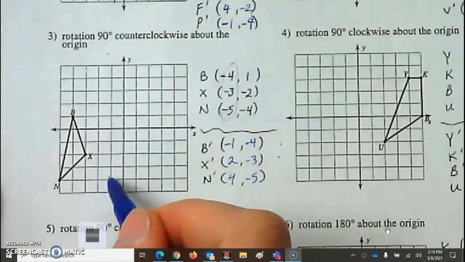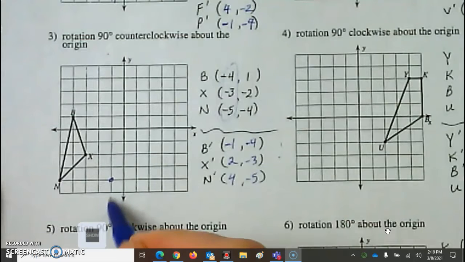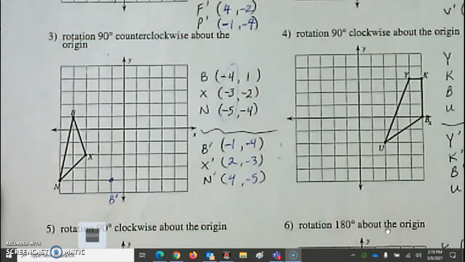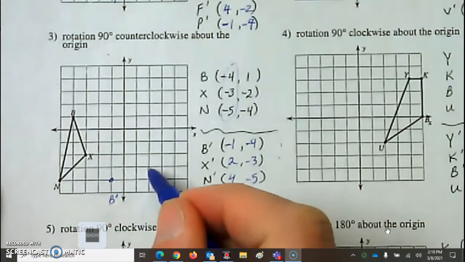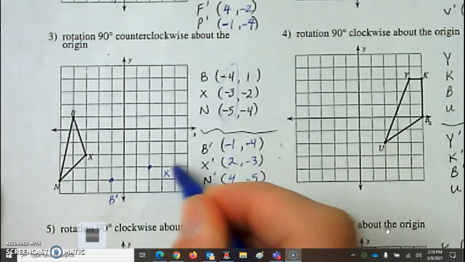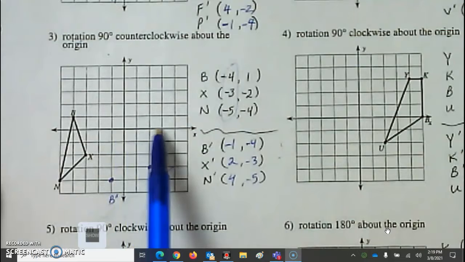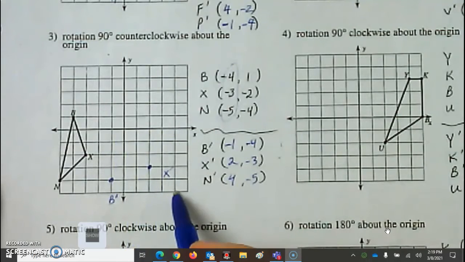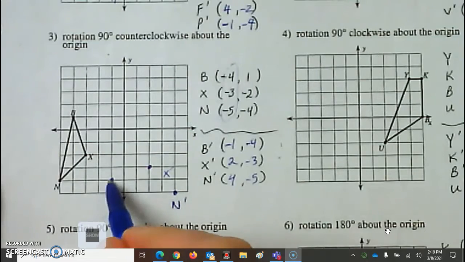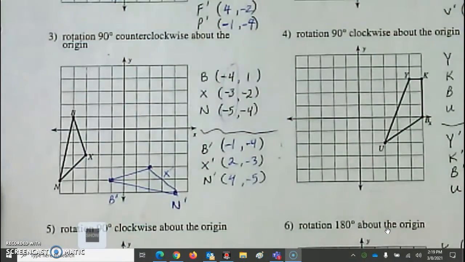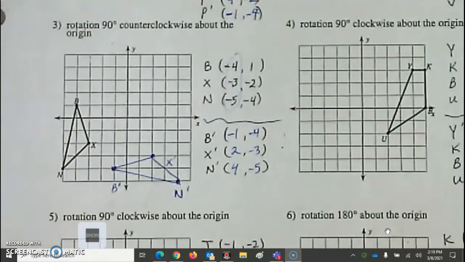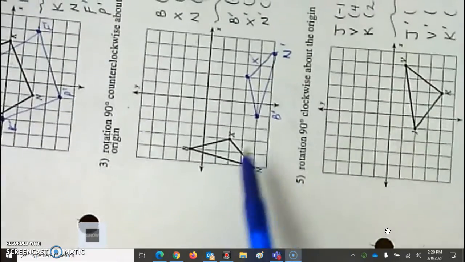-1, -4. That's right here. That is B prime. X prime is 2, -3. 1, 2. -3. X prime. N prime is 1, 2, 3, 4. -5. Down here. And that is a 90-degree counterclockwise. See the shape here? Watch what happens and see where that's at. Look what happens when I turn it 90. That's where our answer was, right here.